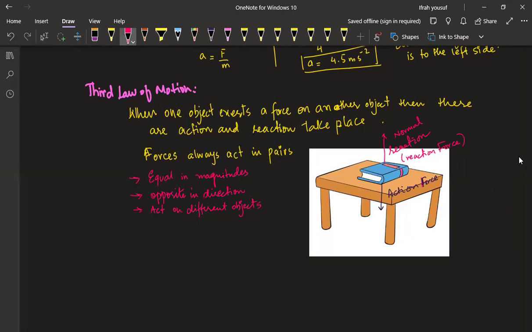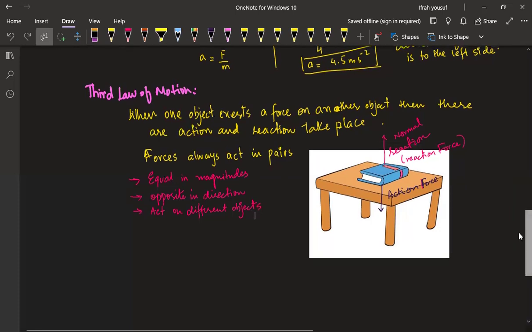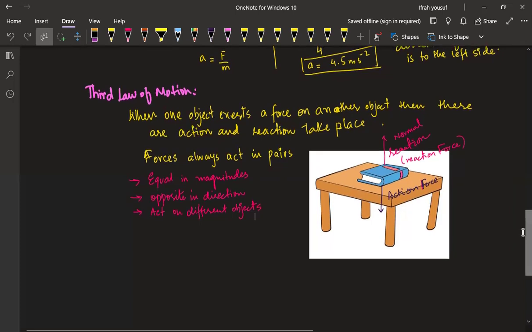Even if I say that a book is placed on the surface of the earth, it is being pulled by the earth towards its center. All right. So if I take another example, like the forces on a rocket.